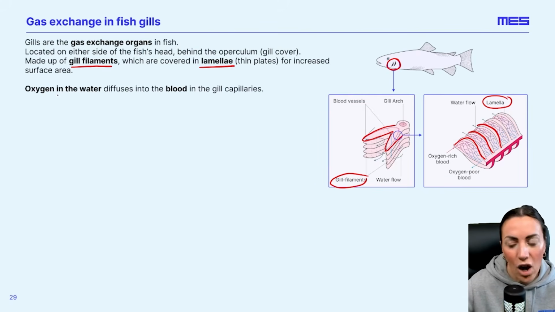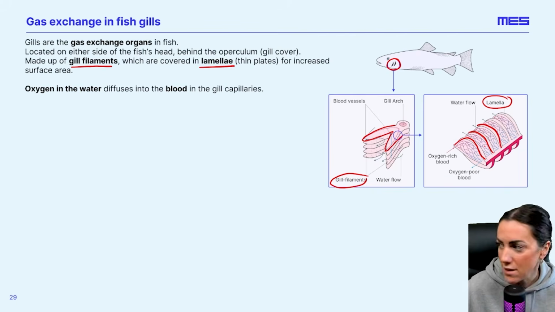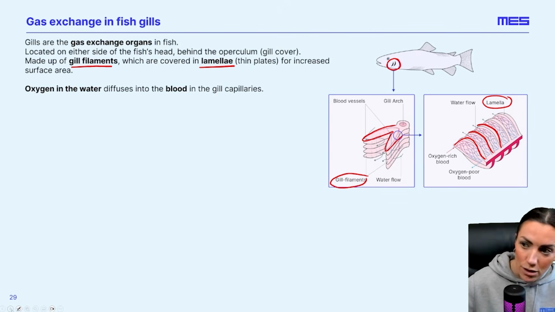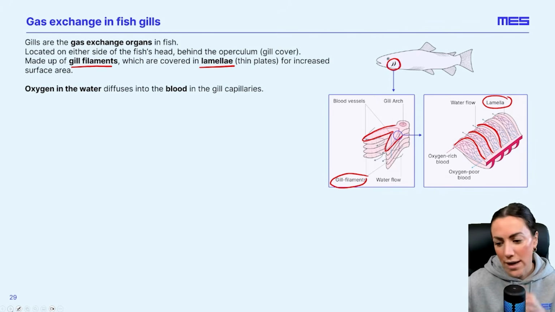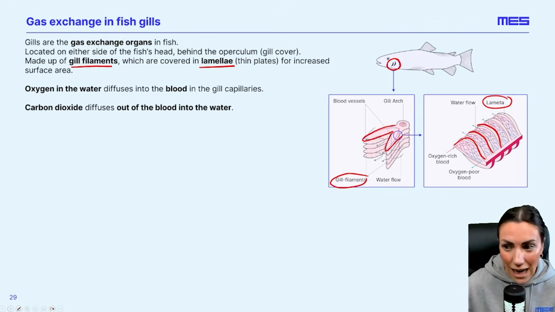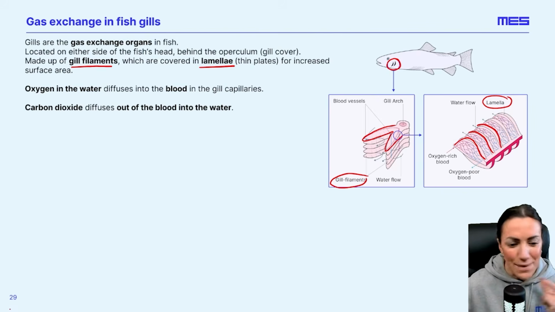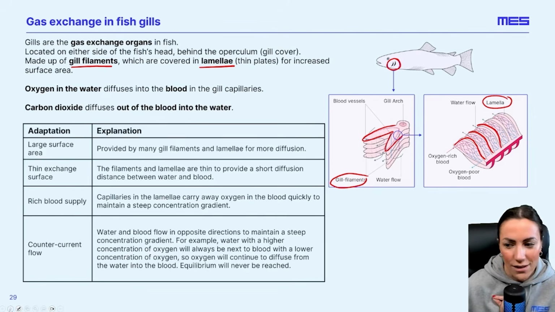Now, what's going to happen is oxygen in the water is going to diffuse into the blood, and you can see that the gill filaments are covered in microscopic blood vessels or capillaries. So again, we've got a very good blood supply. The oxygen is going to diffuse from the water into the blood, from a higher concentration in the water to a lower concentration in the blood. And at the same time, carbon dioxide is going to diffuse out of the blood, where there's a higher concentration, and into the water, where there's a lower concentration. Because remember, diffusion is always the net movement of particles from higher to lower concentration.